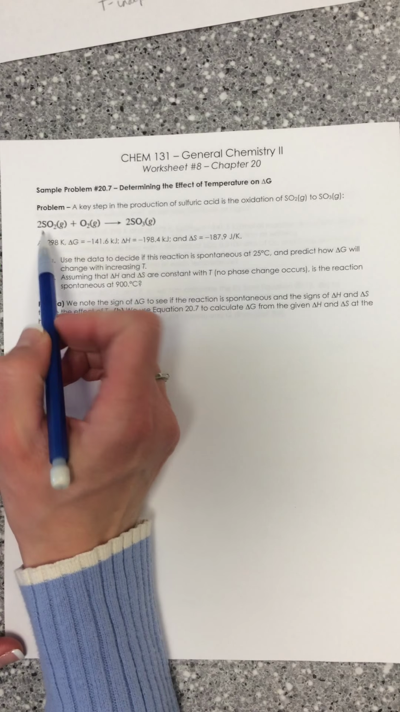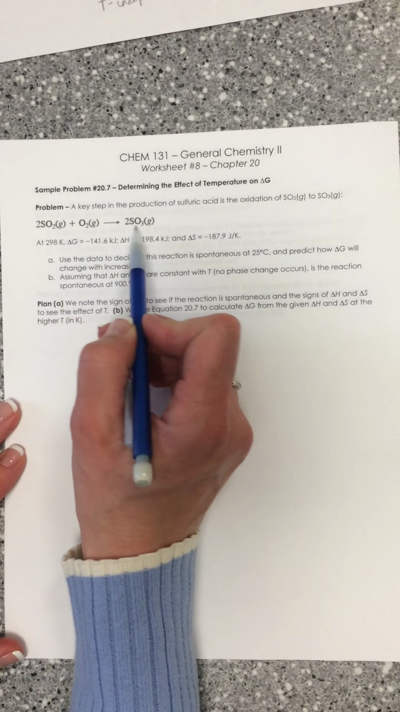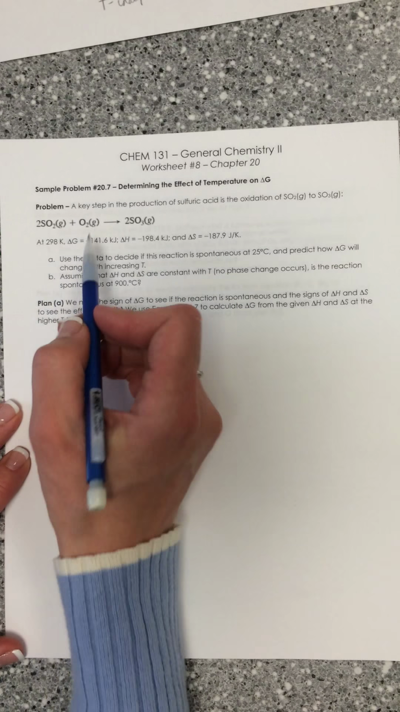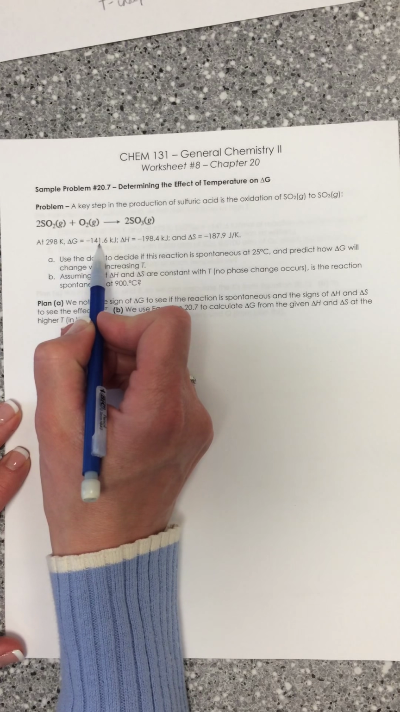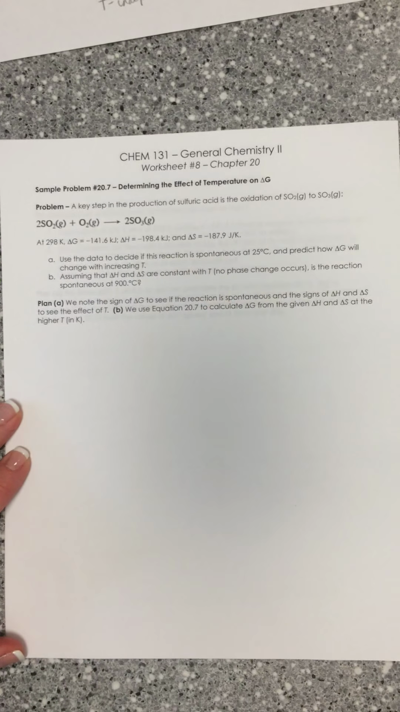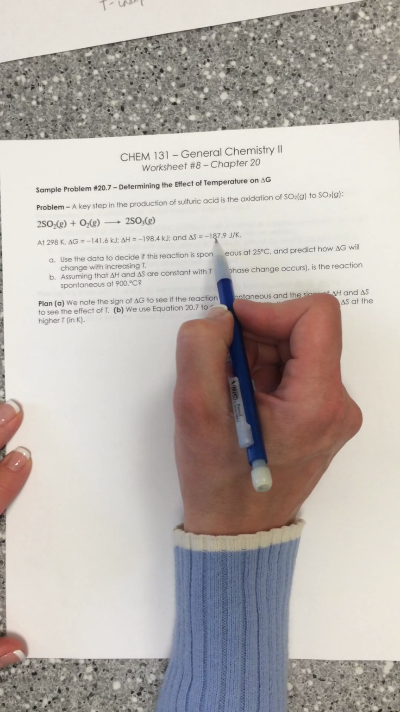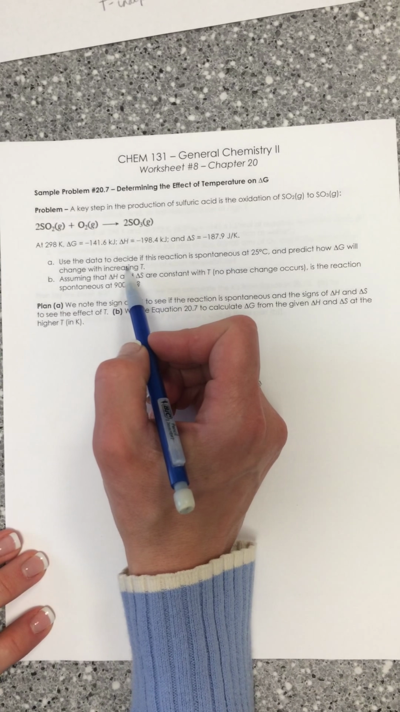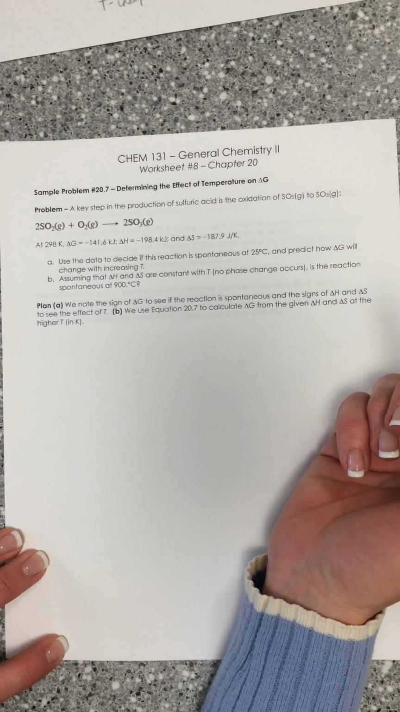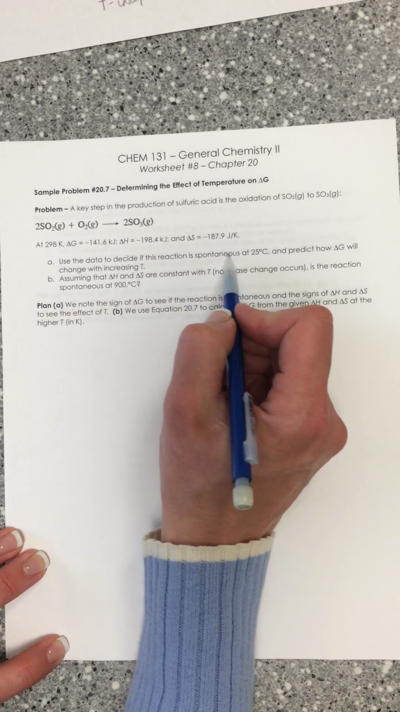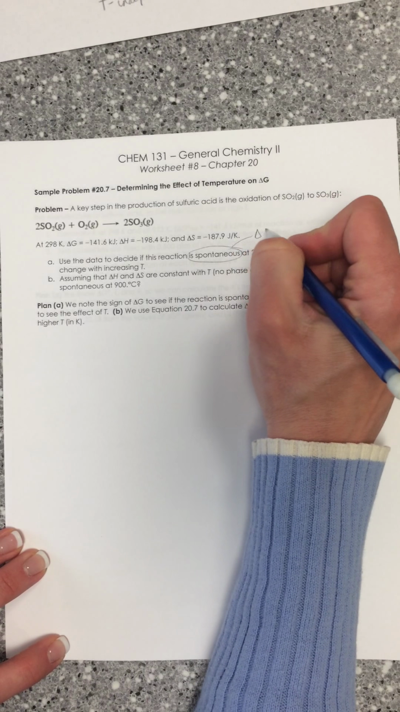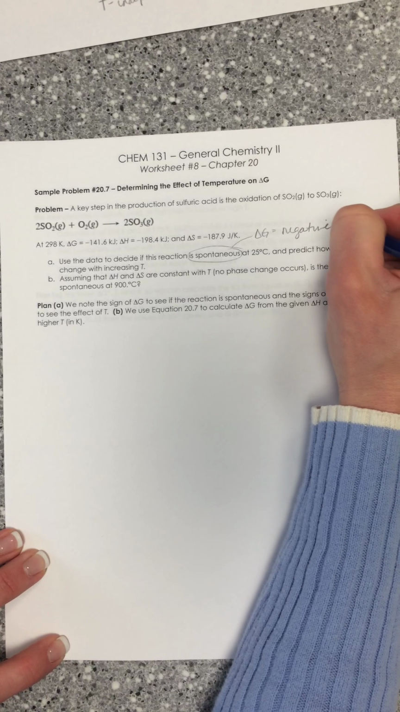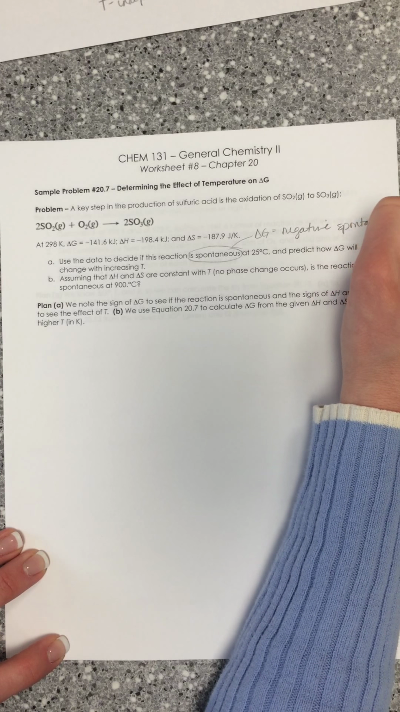This problem looks at the chemical reaction 2SO2 plus O2 creating 2SO3 gas. They tell us several of the thermodynamic parameters: delta G is minus 141.6, delta H is minus 198.4, and delta S is minus 187.9. The problem first asks us to use this data to decide if the reaction is spontaneous at 25 degrees C. All we need to do to think about spontaneity is look at delta G. Since delta G is negative here, we know that this reaction is spontaneous at this temperature.